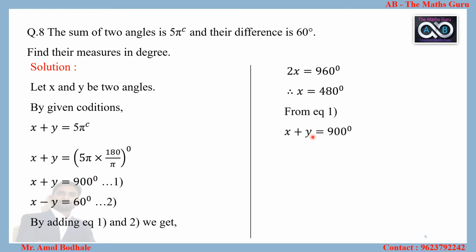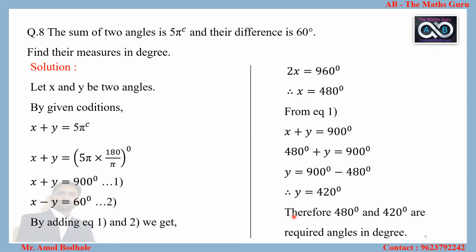So from equation 1 we will put the value of x, that is 480 here. 480 plus y equal to 900. So y equal to 900 minus 480 degree. Therefore y equal to 420 degree. Hence we get the required two angles. Therefore 480 degree and 420 degree are the required angles in degree.